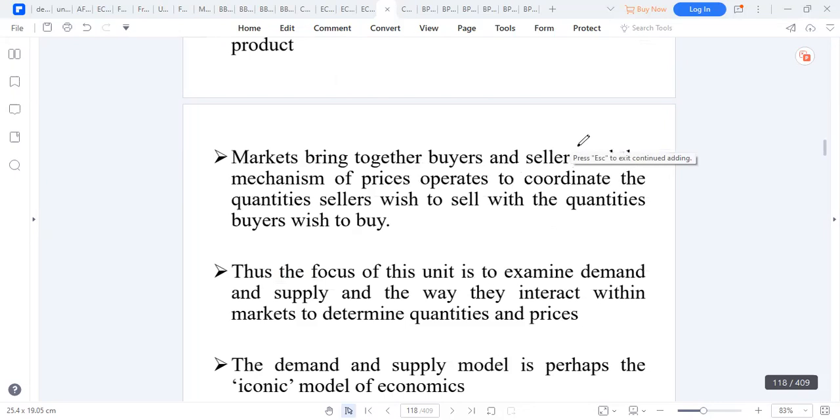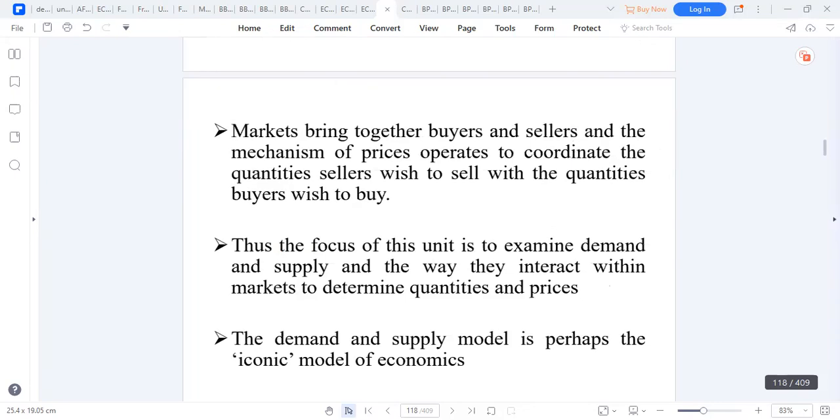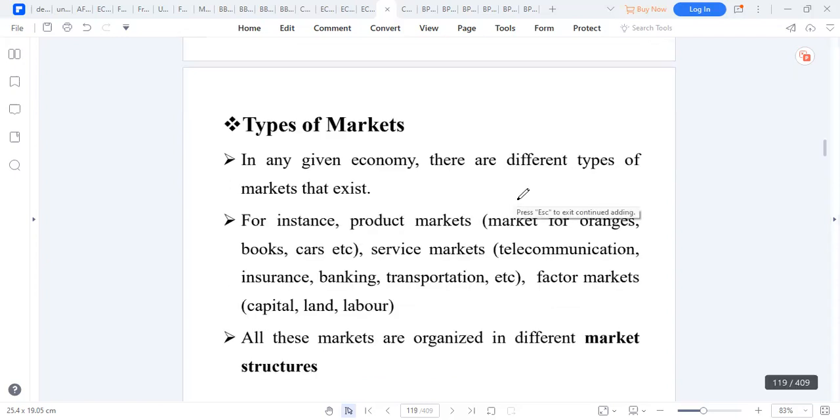A market brings together buyers and sellers, and the prices within this market will coordinate which buyers will be willing to buy and sellers willing to sell. We're going to examine the forces and factors that affect demand and supply and how the players in it interact. Demand and supply are models that have been developed, perhaps an iconic model of economics, to help us understand the rational behavior of human beings.